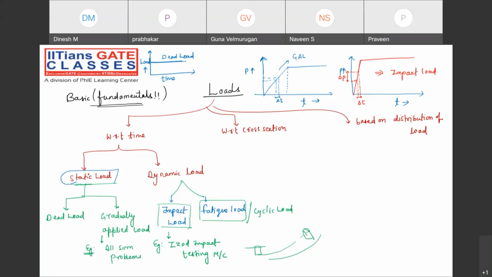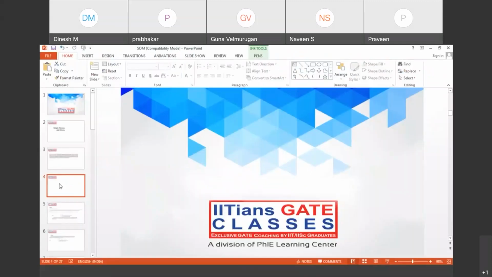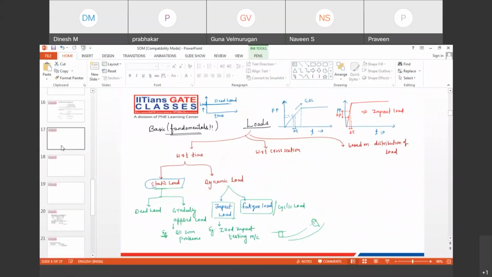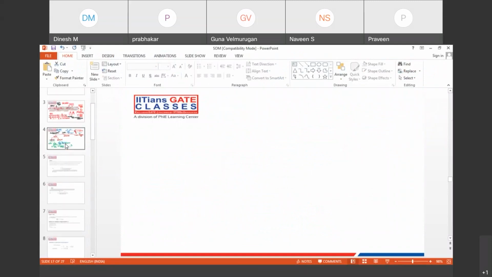I will tell you. First of all, note down these things. I will discuss more about the loading conditions. I will ask you questions so that you can classify. Done, all of you? All of you done? Perfect. Now, why I'm saying that all the strength of material problems are classified under what we call gradually applied load. Perfect.